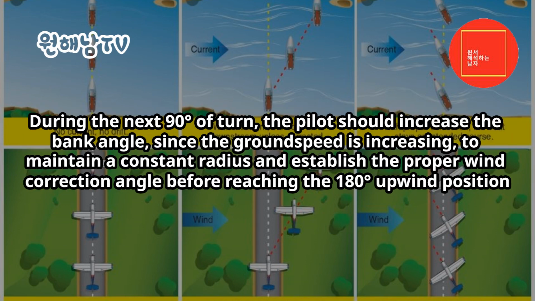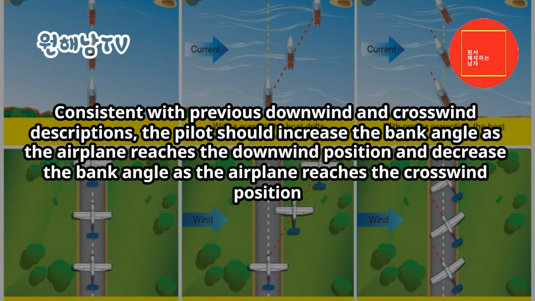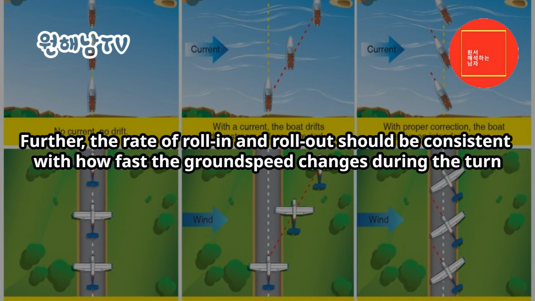During the next 90 degrees of turn, the pilot should increase the bank angle, since the ground speed is increasing, to maintain a constant radius and establish the proper wind correction angle before reaching the 180 degrees upwind position. As the remaining 180 degrees of turn continues, the wind becomes a tailwind and then a crosswind. Consistent with previous downwind and crosswind descriptions, the pilot should increase the bank angle as the airplane reaches the downwind position and decrease the bank angle as the airplane reaches the crosswind position. Further, the rate of roll-in and roll-out should be consistent with how fast the ground speed changes during the turn.